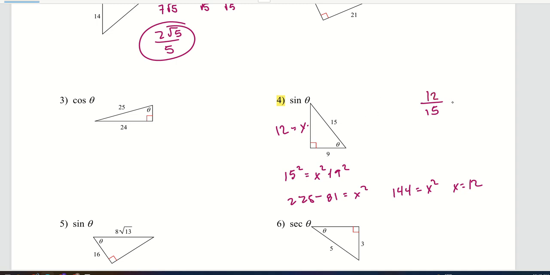This is right, but again, we need to simplify it. I see 3 goes into both of these. 12 divided by 3 is 4. 15 divided by 3 is 5. That's a 5. Let me make sure that's a clear 5.